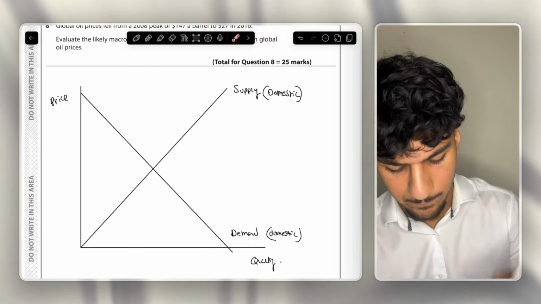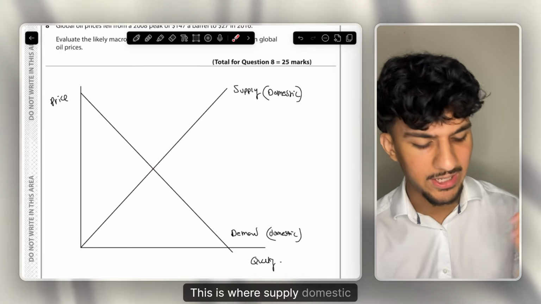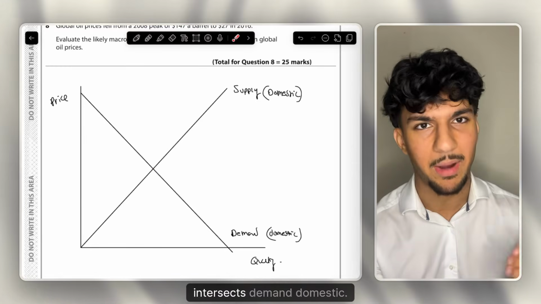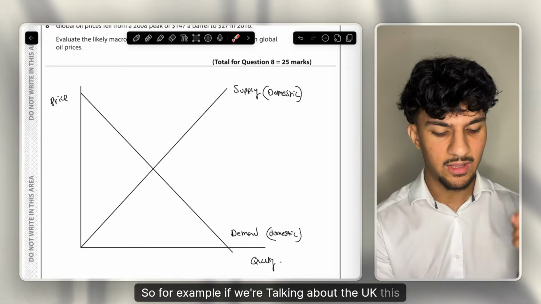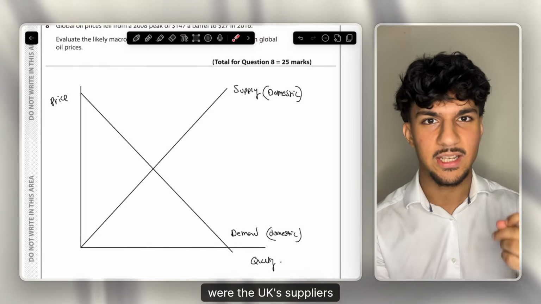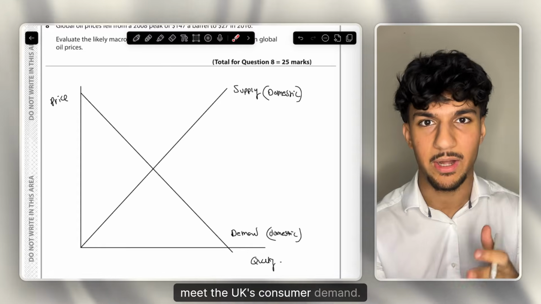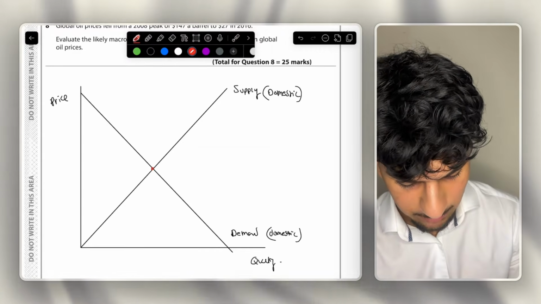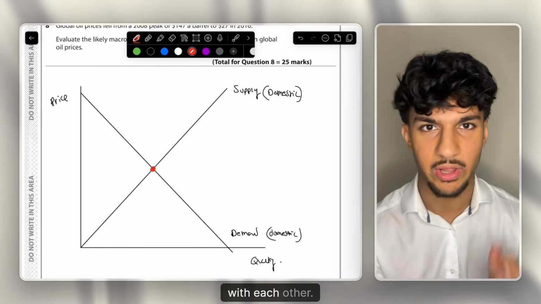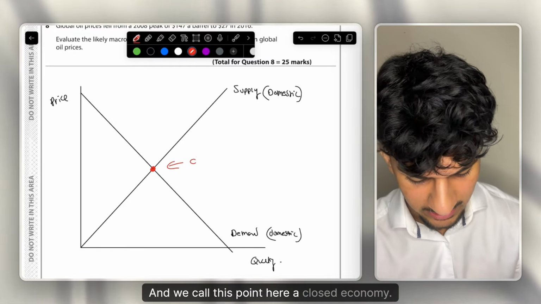But what does this point represent? This is where domestic supply intersects domestic demand. And what do we mean by domestic? For example, if we're talking about the UK, this is where the UK's suppliers meet the UK's consumer demand. So this point here is almost before globalization, before countries started trading with each other, and we call this point a closed economy.